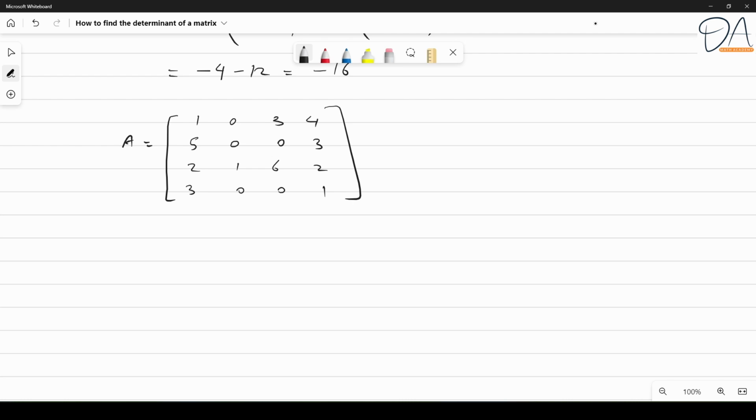Again, we can use exactly the same strategy that we used for 3 by 3. We need just to pick a row or a column. As we just mentioned, it will always be better to use a column or row that has the largest number of zeros. The second row here has 2 zeros. The fourth has 2 zeros. The second column has 3 zeros actually. So this is the best choice because it has the largest number of zeros.